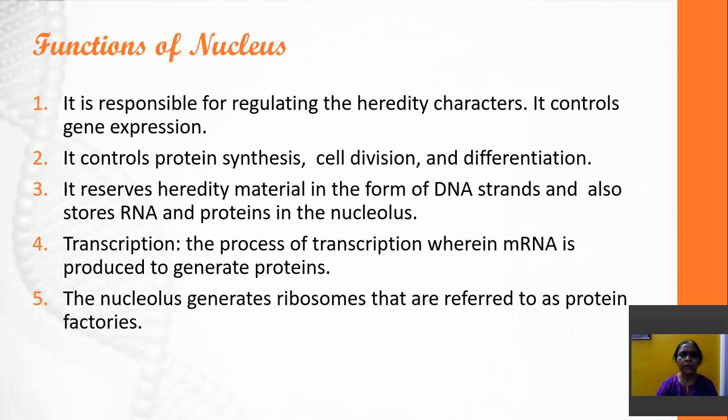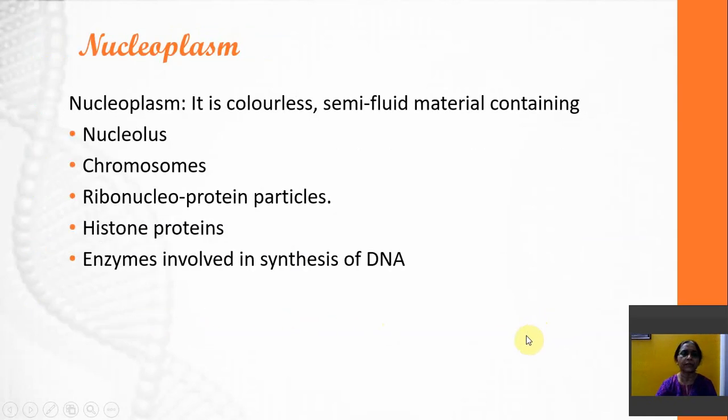It is responsible for regulating the hereditary characters, and the chromosomes inside control the gene expression. The chromosomes control protein synthesis, cell division and differentiation. Nucleus reserves hereditary material in the form of DNA strands and also stores RNA and proteins in the nucleolus. It performs the function of transcription, where mRNA is produced to generate proteins. The nucleolus generates ribosomes, and the ribosomes are referred as protein factories.